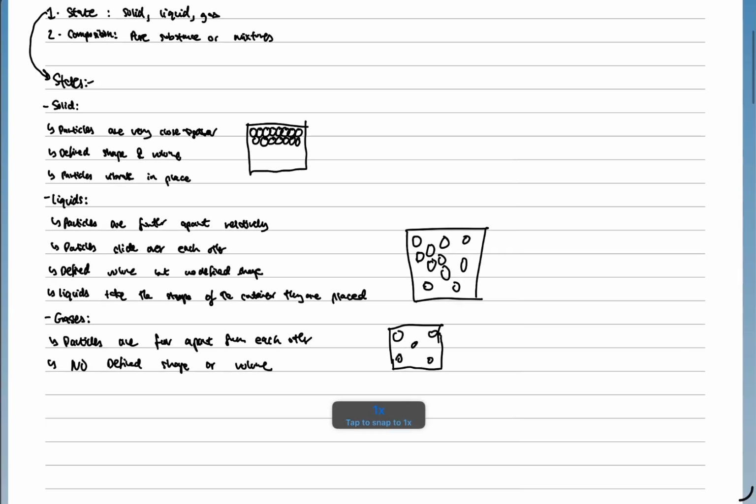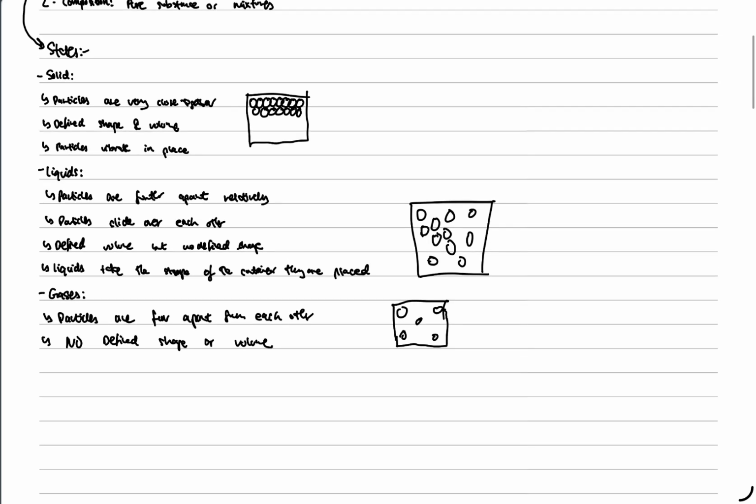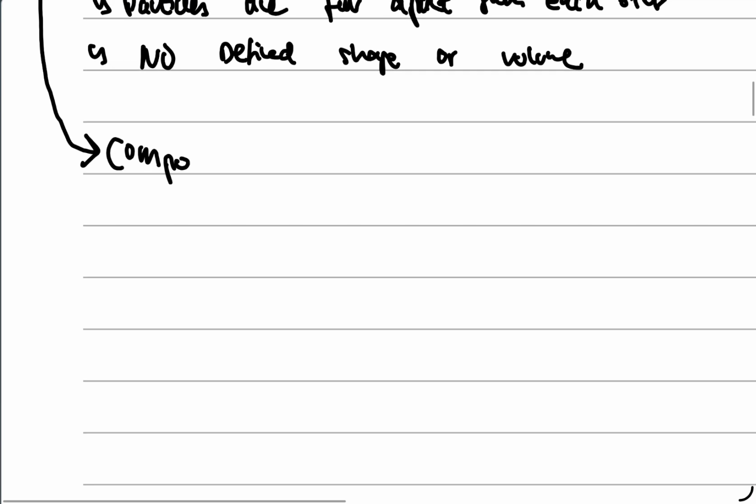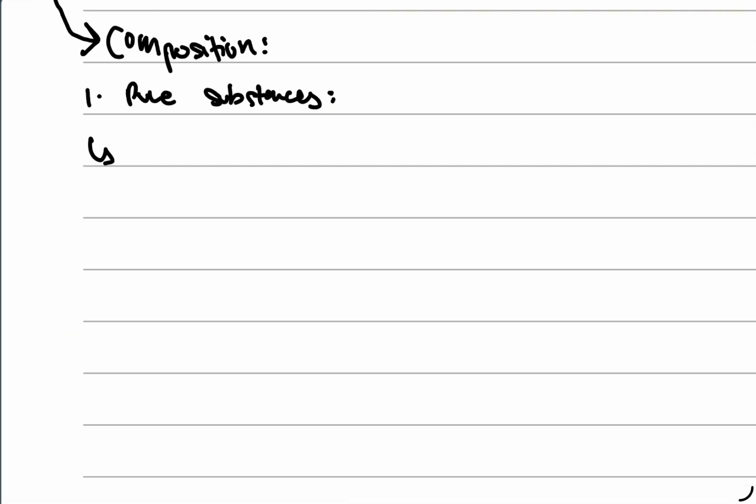And the other type of classification is composition. So let's talk about that really quickly. When it comes to composition, you have your pure substances first. So I'm going to write it like this, pure substances. And under that, firstly, you have elements.